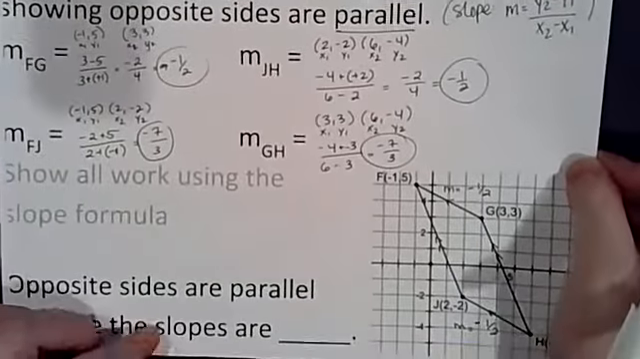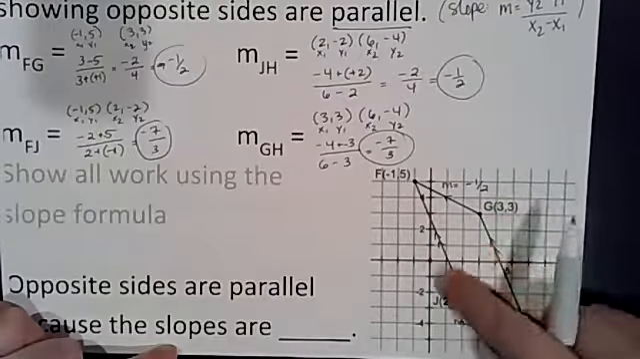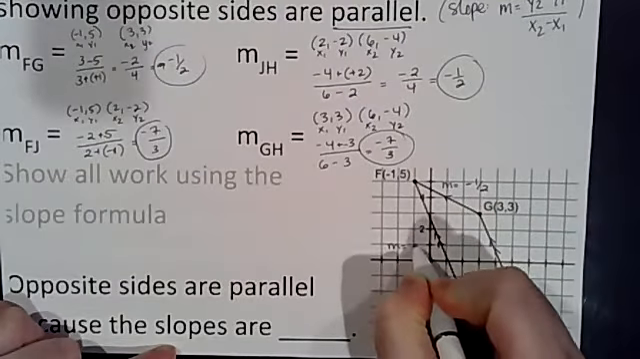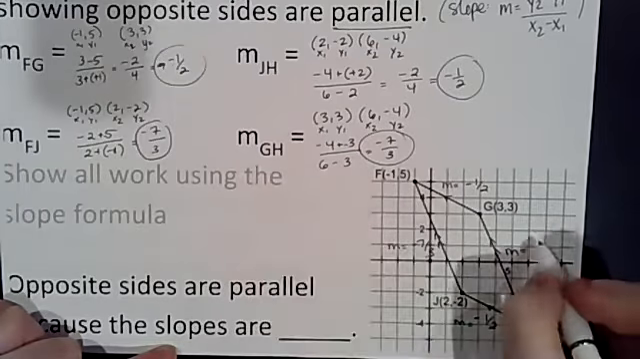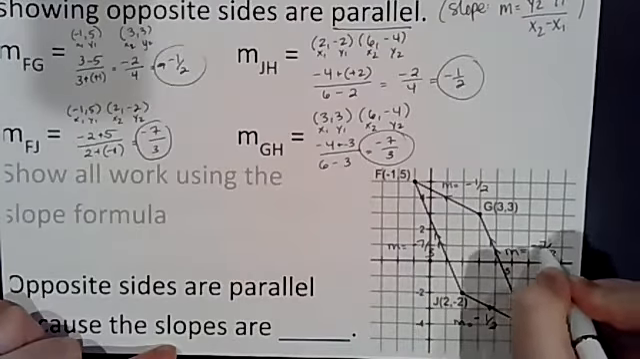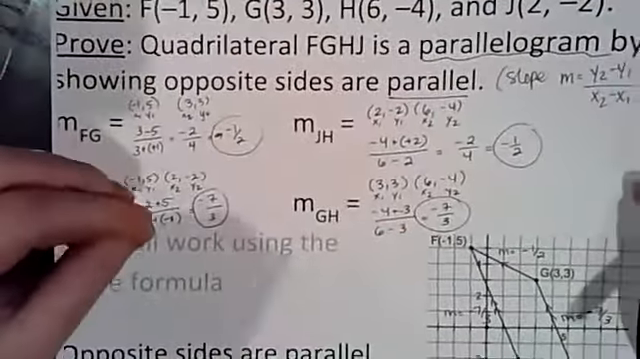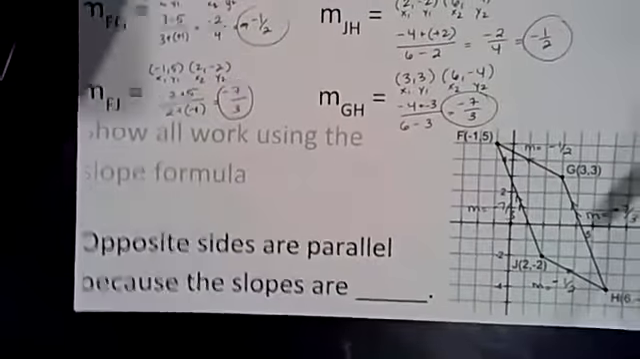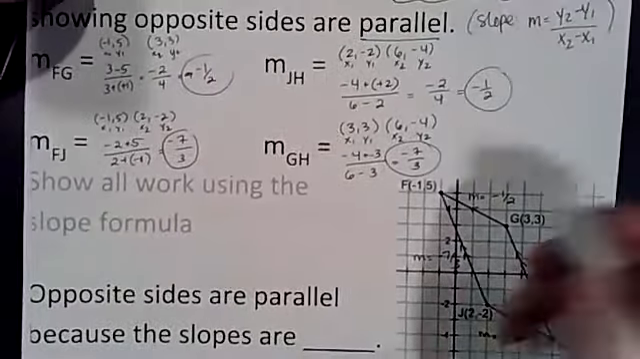I just proved that for F to J, the slope is -7 over 3, and for G to H, the slope is -7 over 3. So now I showed all this work to prove that the two sides are parallel. Now I'm going to make a statement: the opposite sides are parallel because the slopes are equal.